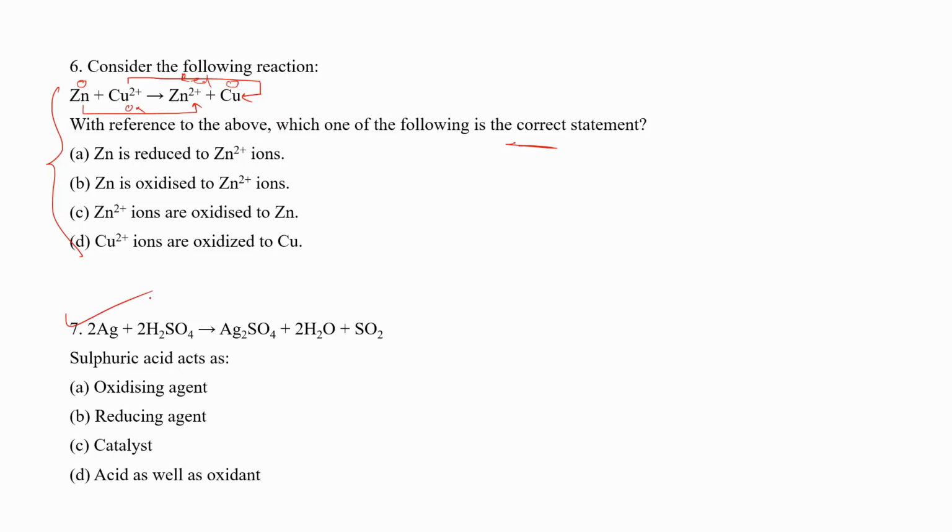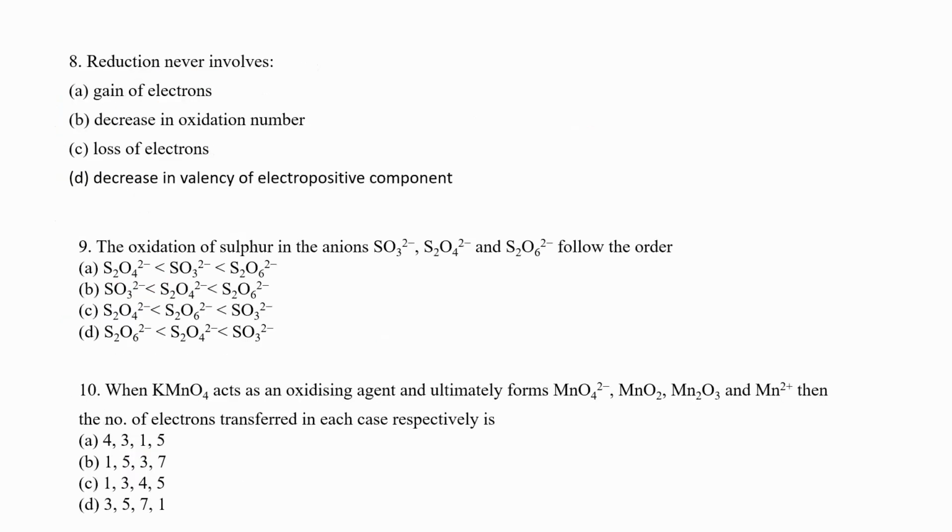Now the second question, number 7: silver in the presence of H2SO4, because H2SO4 is a strong oxidizing agent, it will form Ag2SO4 plus H2O plus SO2. I have already said it is an oxidizing agent, as well as an acid. So that's why option D would be the correct answer.